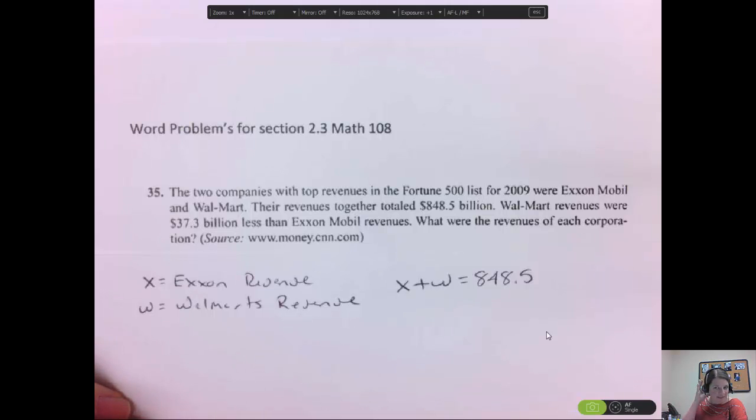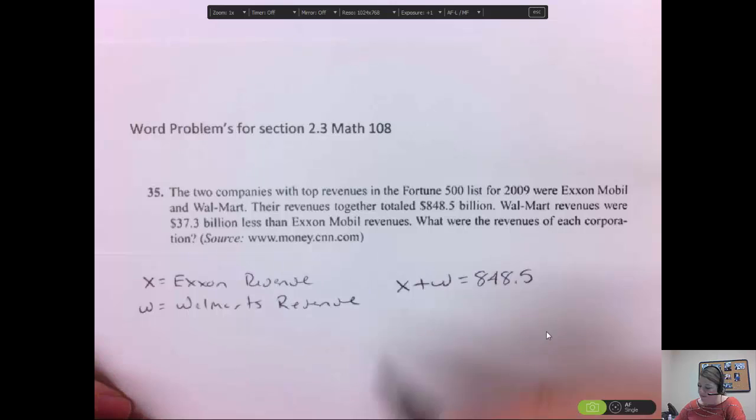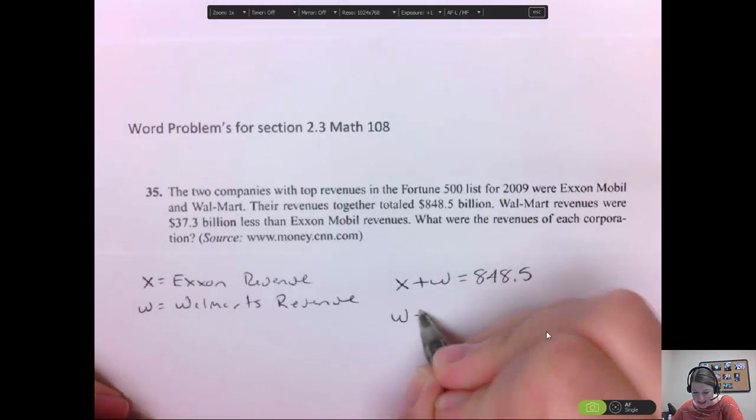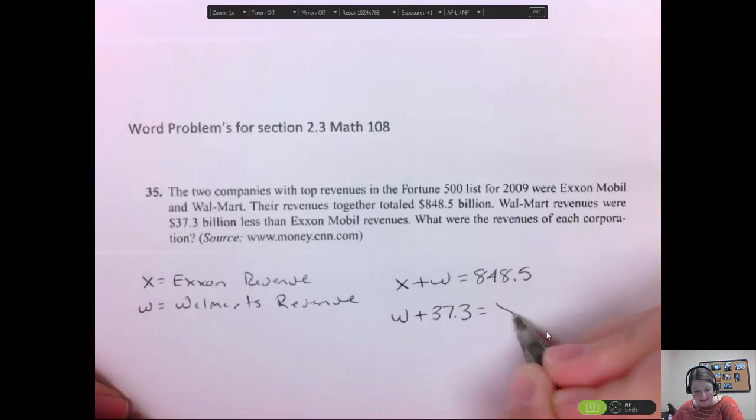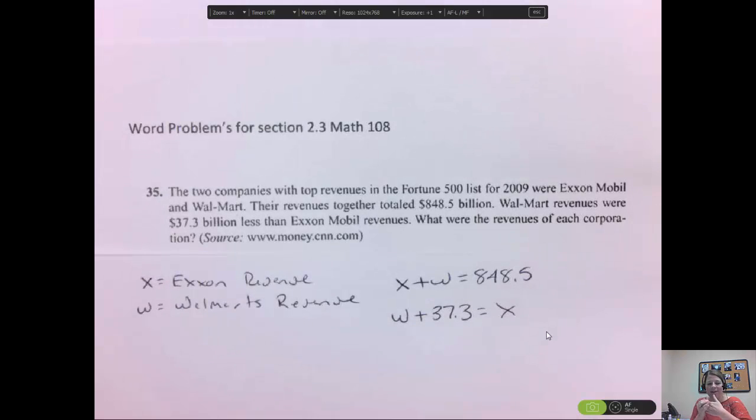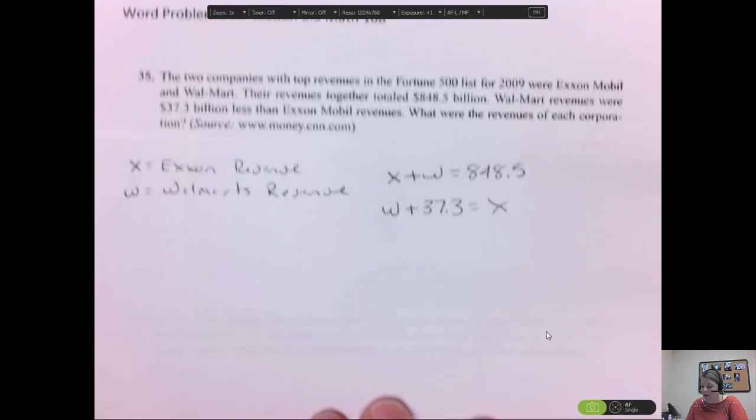So there's two ways to think of that one. The way I think about it is Walmart's less, right? So if I take Walmart and I add the 37.3 billion, it has to equal Exxon's. You could have thought about it written as Exxon minus 37.3 equals Walmart. That's going to get you the same result. It really depends on how you think about that problem.